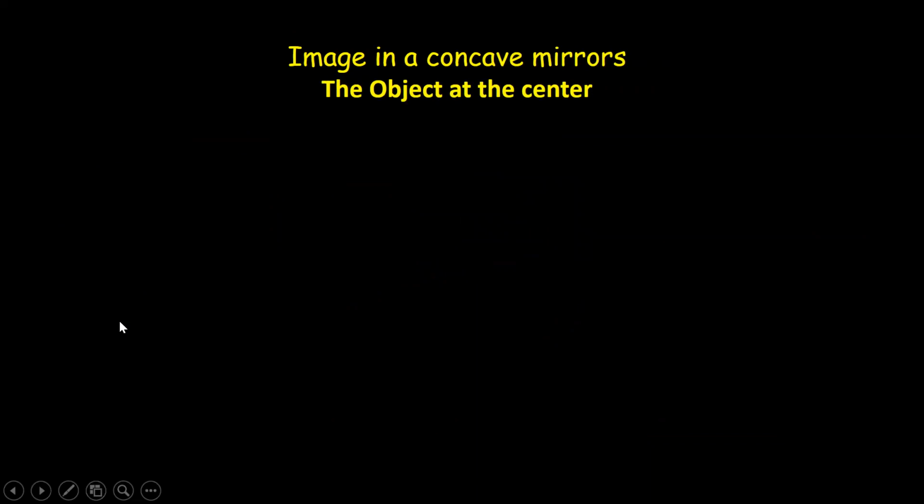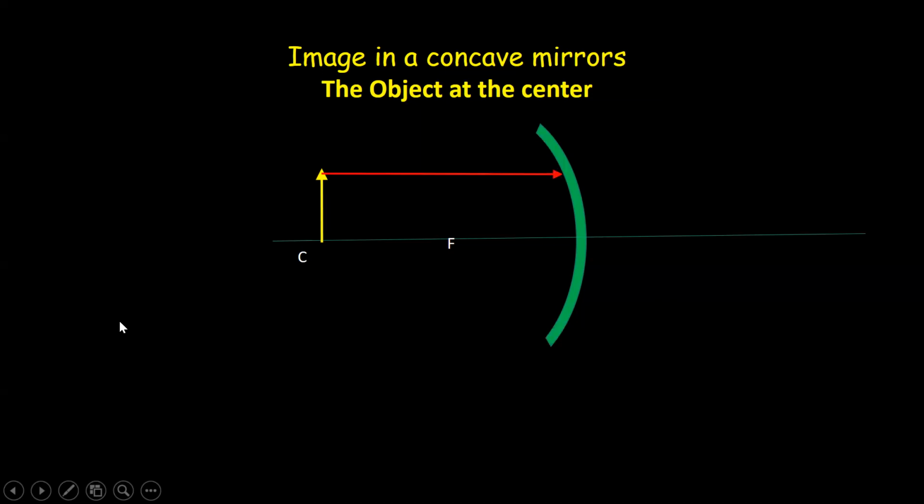This time, we put the object at the center. So again, same steps, we draw our mirror, principal axis, center, F, and our object, which here is at the center. Then again, we need 2 incident rays, the parallel one reflected through our focal point, and the second one with the same angle. And you can see the point where the 2 reflected rays cross is our image. And you see the image is also at the center.